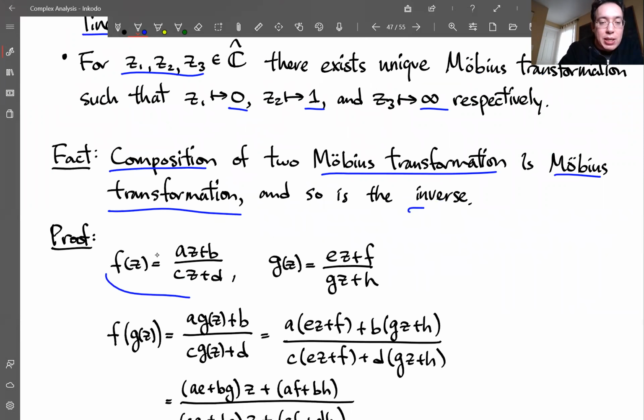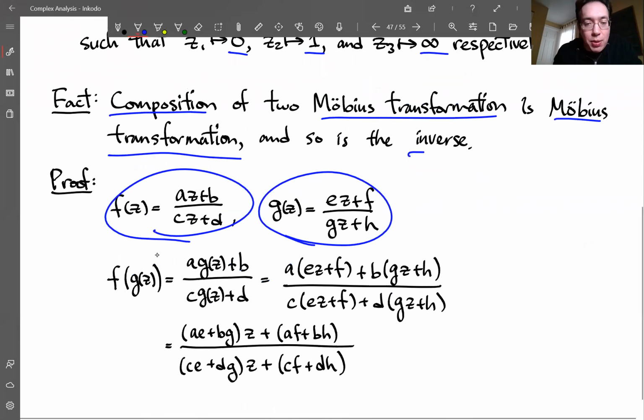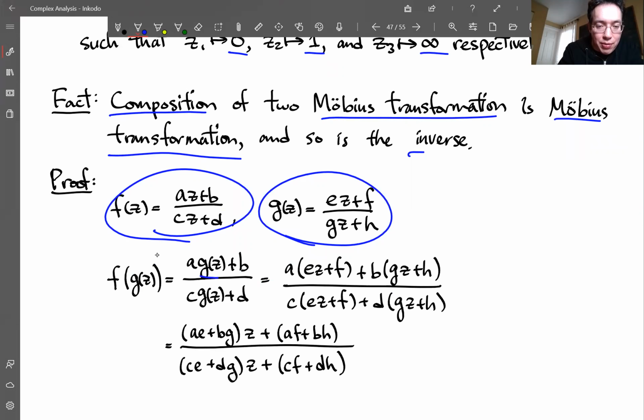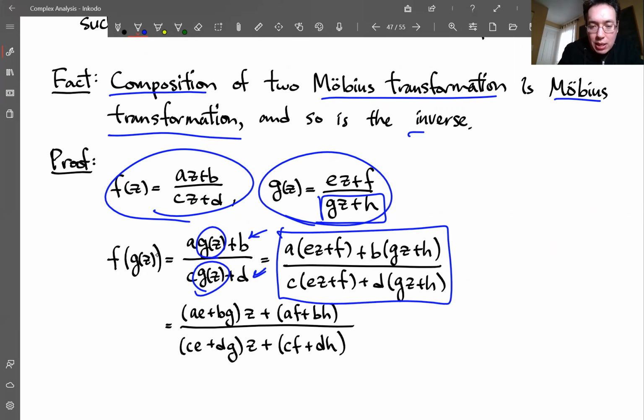Okay, so let's take two Mobius transformations f and g and compose them. If we plug g into the input for f, here's what we get. Just to clean up the expression a bit, I'm going to multiply top and bottom of this fraction by gz plus h, so I don't end up with a fraction inside a fraction. If I multiply that to top and bottom, this is the expression I get. It is still pretty messy.